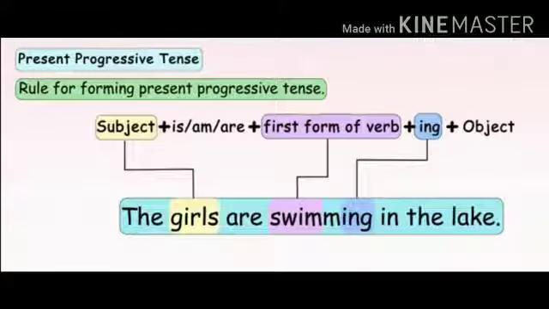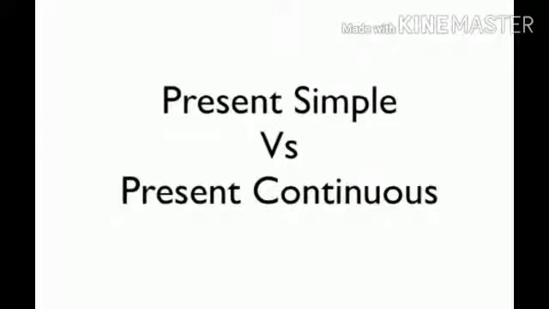Let us understand with one more example. Here it is written, the girls are swimming in the lake. Now the girls are the subject. Since the girls are plural, we have used the helping verb are, and to the base verb swim we have added ing, so it became swimming, and finally the object of the sentence, that is in the lake. So the sentence is the girls are swimming in the lake. Hope you understood about the two tenses.